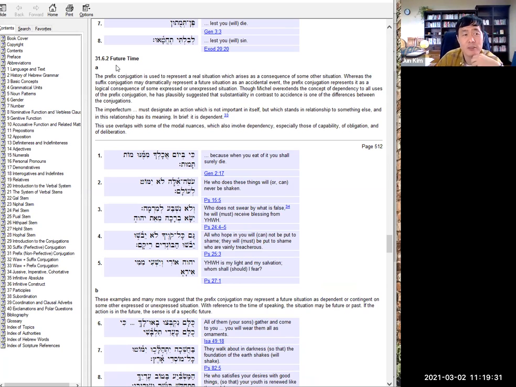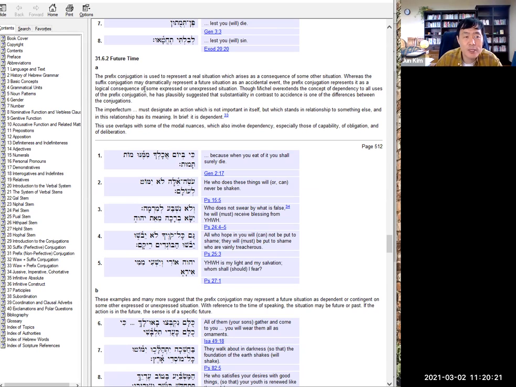Let's start from the general sense of a future tense. The prefix conjugation is used to represent a real situation which arises as a consequence of some other situation. So now you can see that it deals with a relationship. The prefix form can be used as a consequence of some other situation. Are you following me? So it's not simply talking about the future tense. Of course, the prefix form should be understood as an incomplete action, normally translated in the future tense. But it deals with a consequence of some other situation.